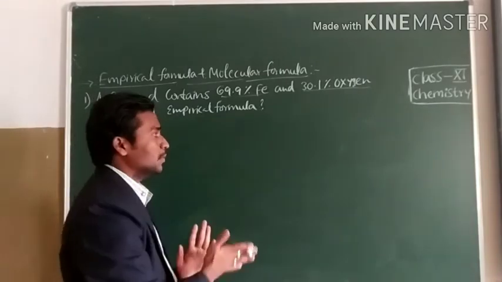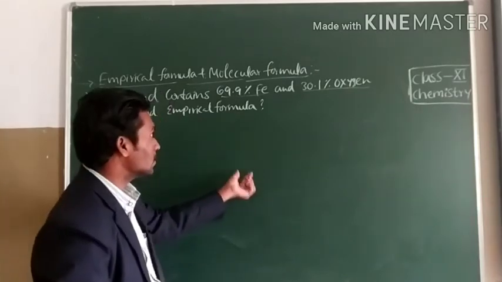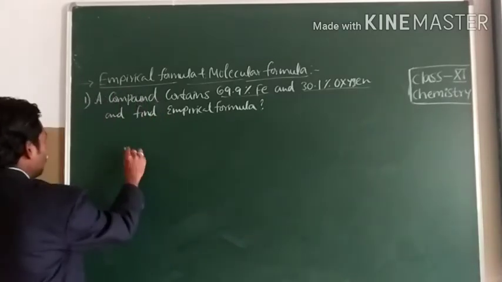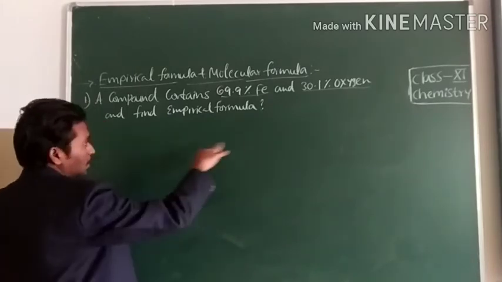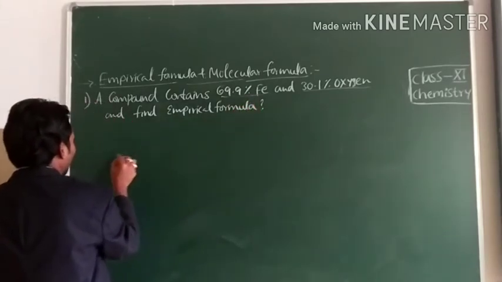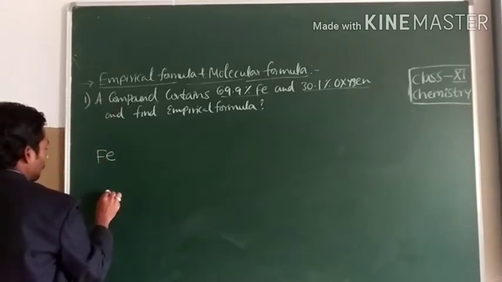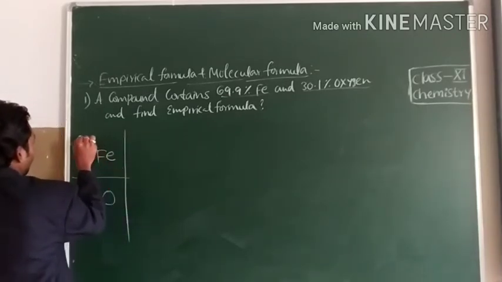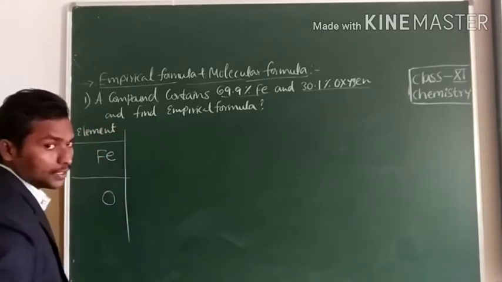Remember, if you want to find the empirical formula using the data, we have to follow steps. So let us do the problem in the following steps. In step 1, let us do the problem in tabular form, children. The tabular form indicates in what way we can do the problem. Solution of the problem. Elements are iron and oxygen. So the first column is element name.